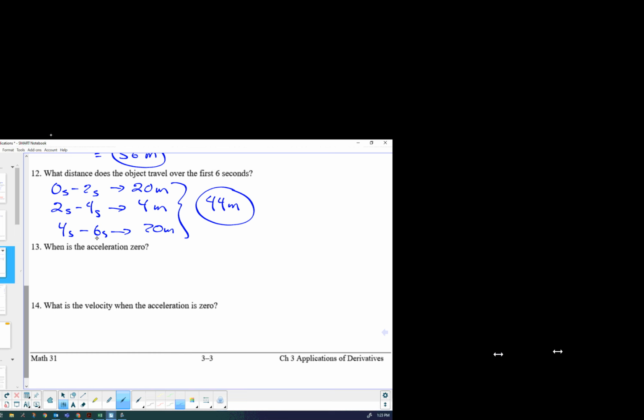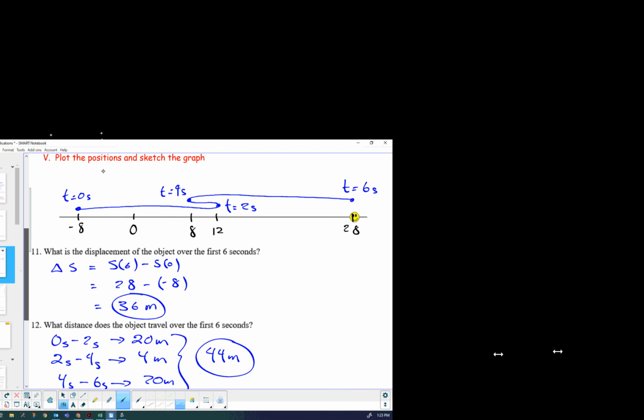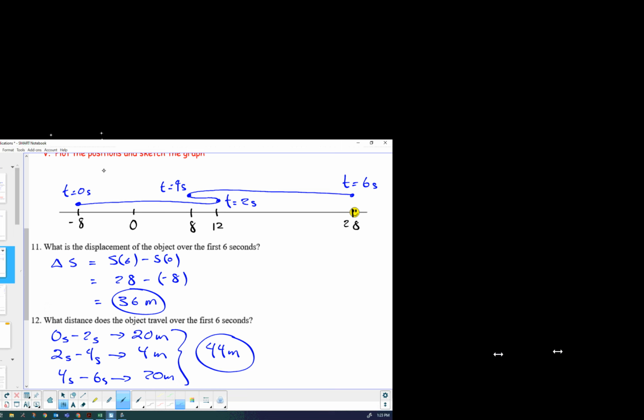When is acceleration? We're going to do a derivative to answer. Just think through. So for this direction, from to 12, acceleration.